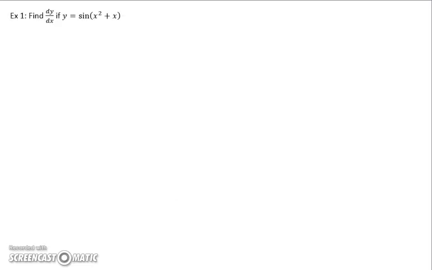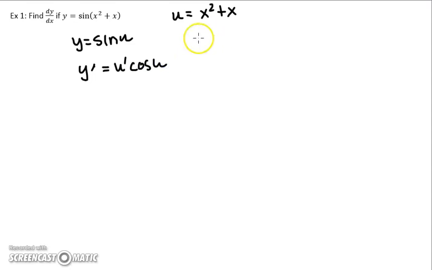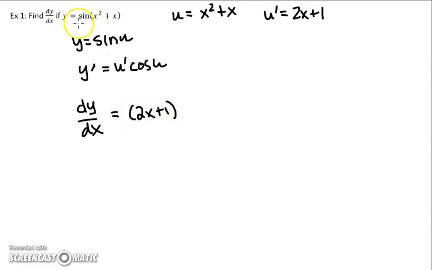First one, find dy/dx if y equals sine of x squared plus x. If we're looking at this, we can think of that u as x squared plus x. So we know that if y equals sine of u, y prime is u prime cosine of u. If this is the inside, u prime is 2x plus 1. So the derivative dy/dx of sine of x squared plus x is going to be the derivative of x squared plus x, 2x plus 1, times the derivative of sine, which is cosine, of u.